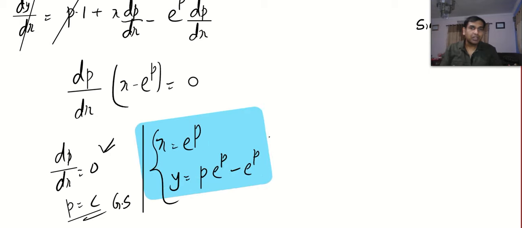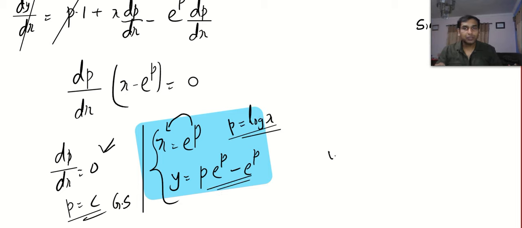But if you want to get rid of p, it is very easy. Come on, read from right to left. e power p is x. So the singular solution is given by y is equal to px minus x. So look at this, read from right to left. We can have p is equal to log x. So all you have to do is plug this here. So we get y is equal to x log x minus x, since e power p becomes x.